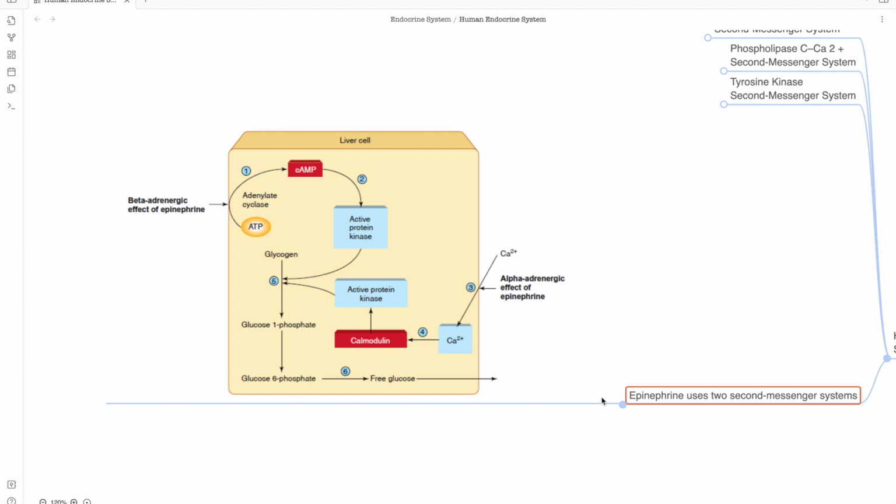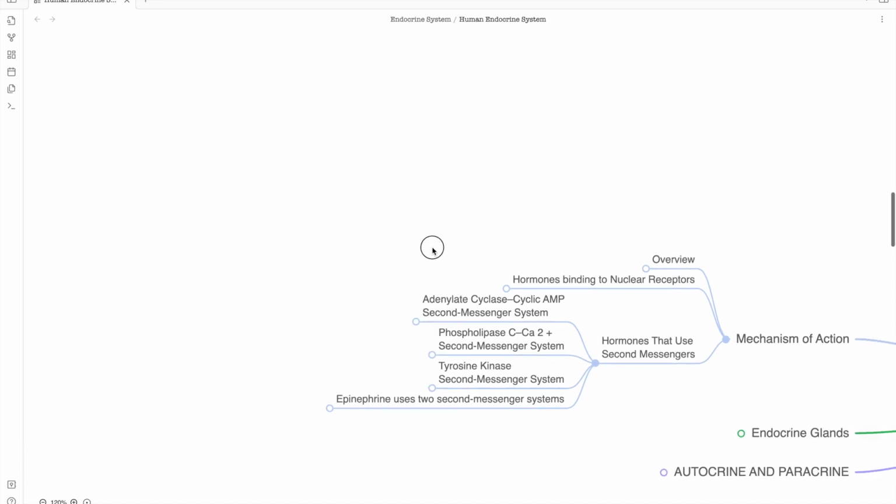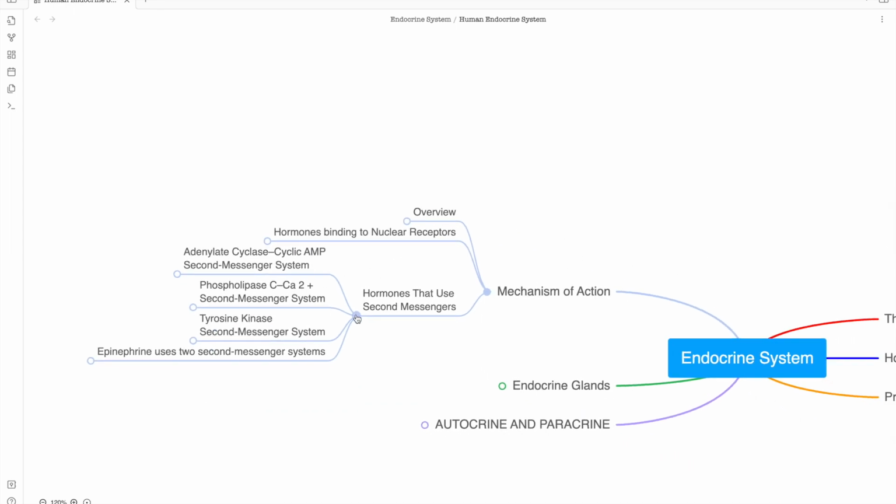Okay, so this is very interesting information, that epinephrine can use both the phospholipase C calcium secondary messenger system as well as the adenylate cyclase cyclic AMP secondary messenger system. But remember, the alpha adrenergic effect is for calcium and the beta adrenergic effect is for adenylate cyclase. Hope that makes sense. Hope you get an overall clear picture of how these hormones which use secondary messengers have their own role in our body.